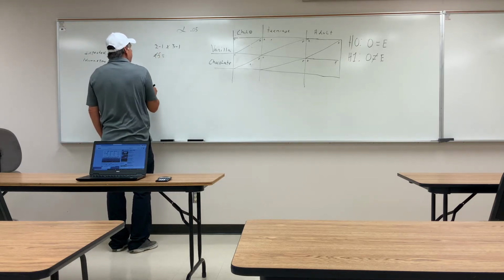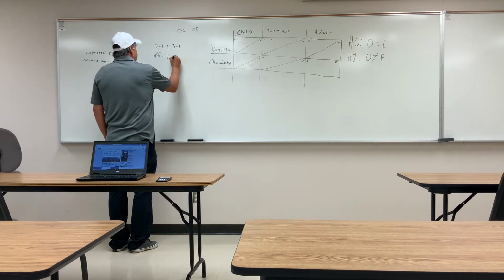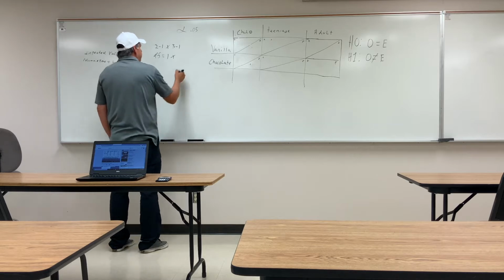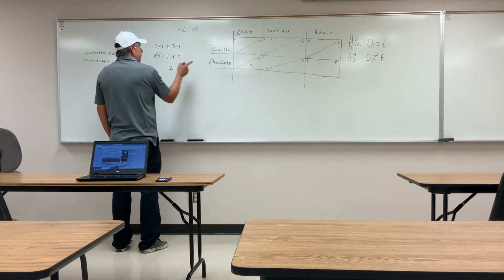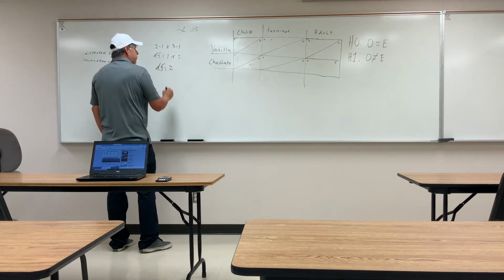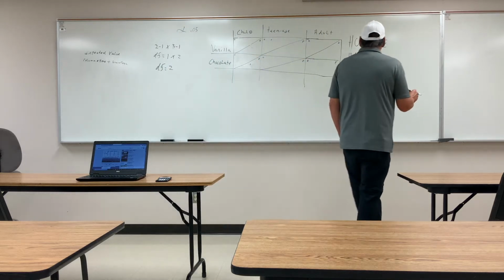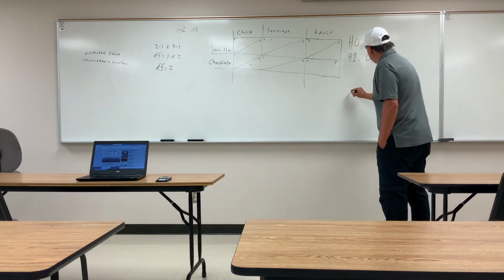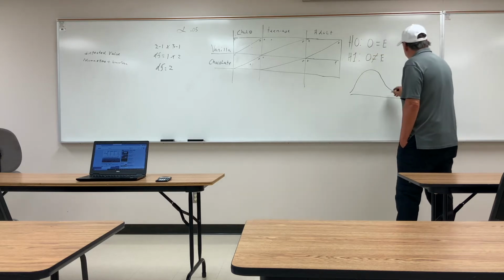So 2 minus 1 is 1 times 3 minus 1 is 2. So 1 times 2 is 2. So in this particular example, I have 2 degrees of freedom. So in my distribution, that kind of looks like the F distribution. It is positively skewed, as we remember.